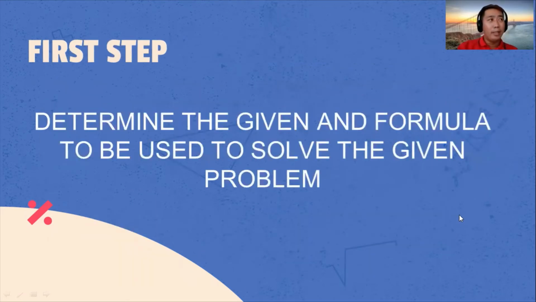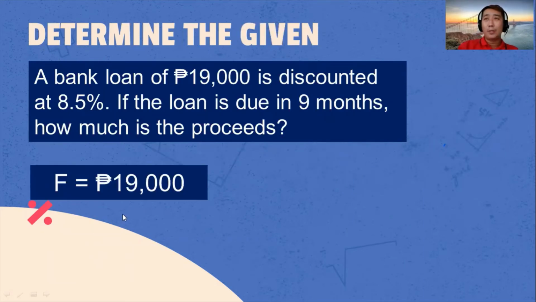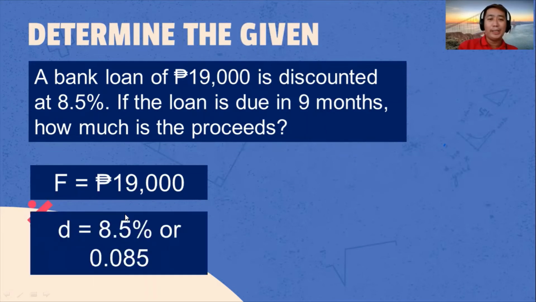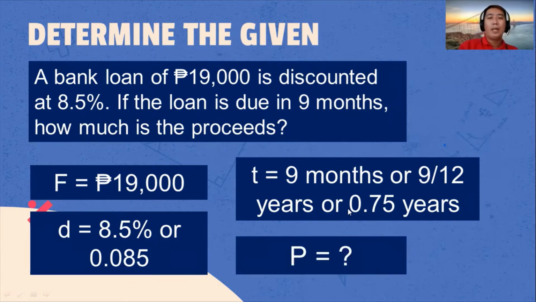First step, determine the given and the formula to be used. So what are the given? Maturity value, that is 19,000 pesos. Discount rate, that is 0.085 or 8.5%. Just simply divide 8.5% by 100 to convert it into decimal. Then time is 9 months, or 9 over 12, because there are 12 months in a year. 9 divided by 12 is equal to 0.75 years. And we are looking for the value of the proceeds.